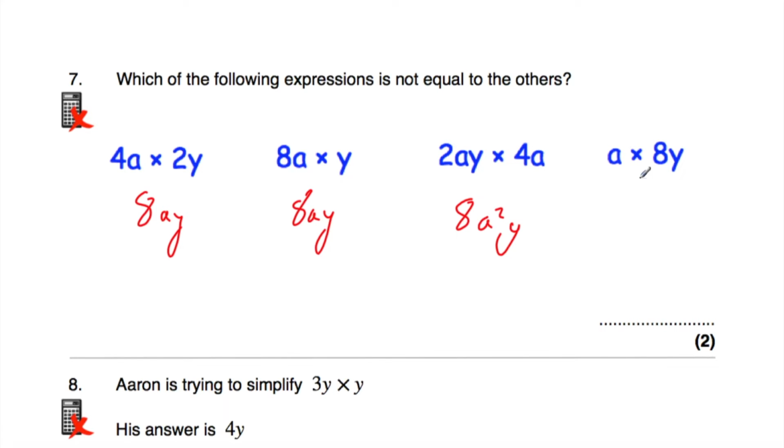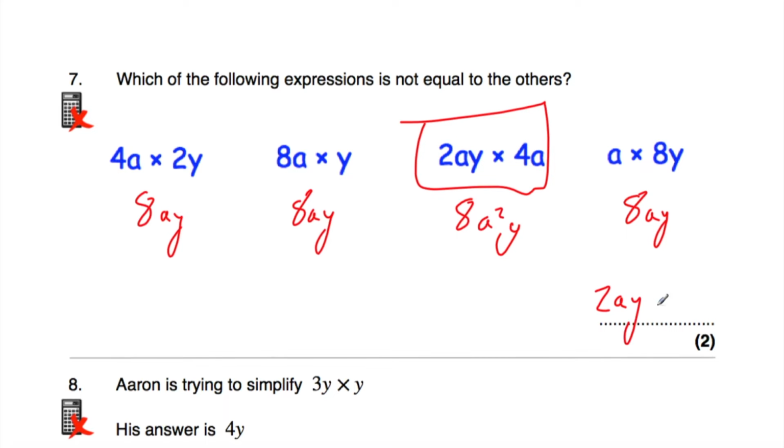And finally, let's just check our last one. We think this is going to be our answer. It's going to be the one that's not equal to the others. Let's just check. a multiplied by 8y. Well, let's put the 8 at the front, and then we've got ay, so it's going to be 8ay, and that's it. So which of the following is not equal to the others? Well, it's going to be that one, and that's our answer, 2ay multiplied by 4a.